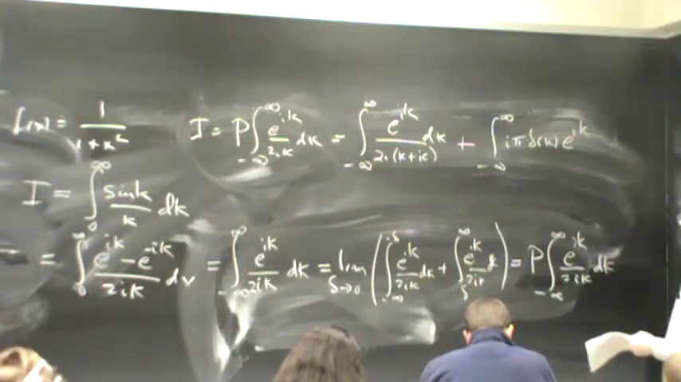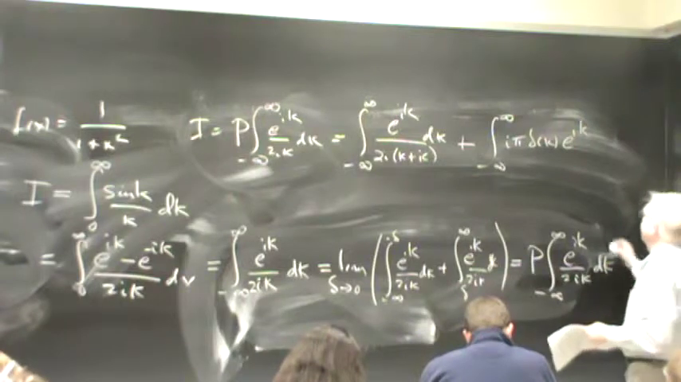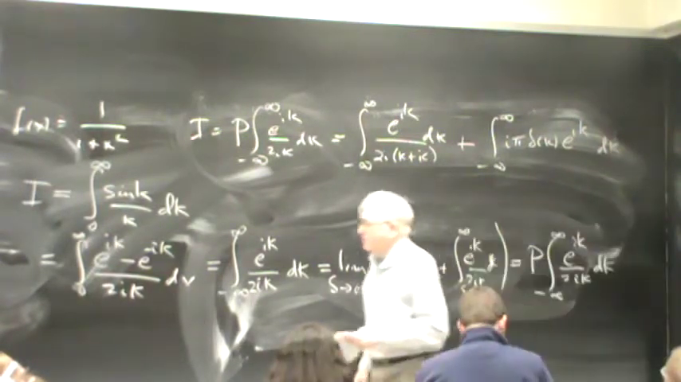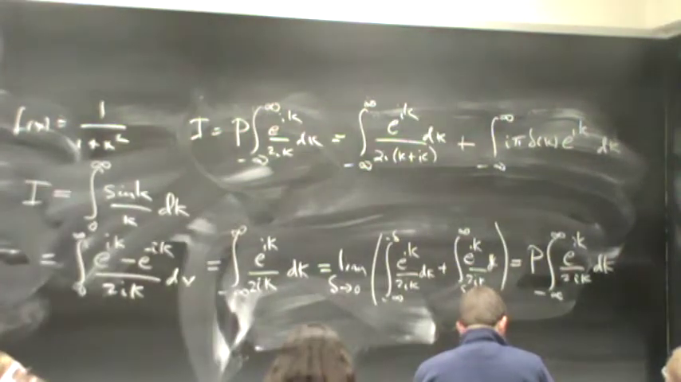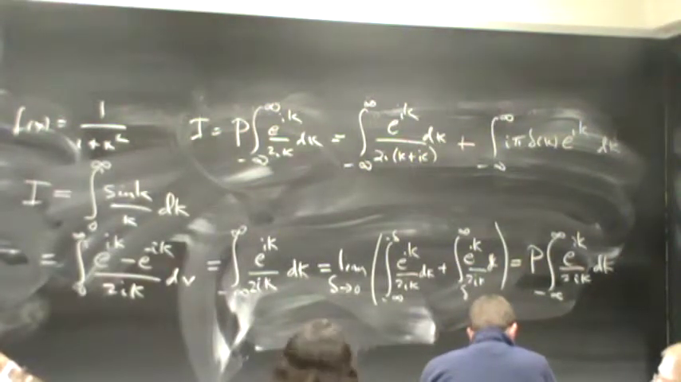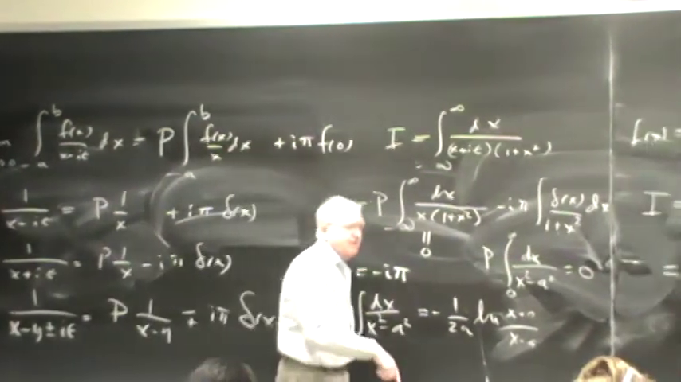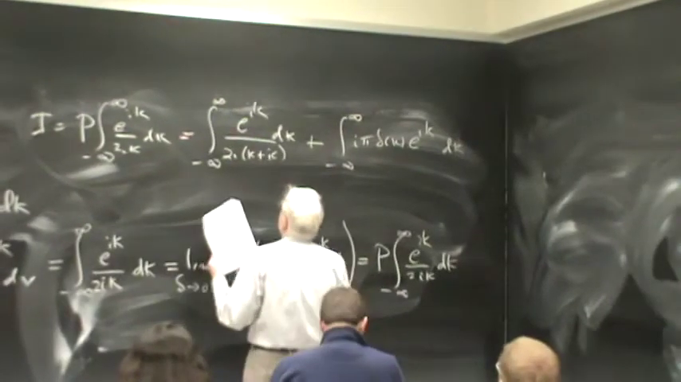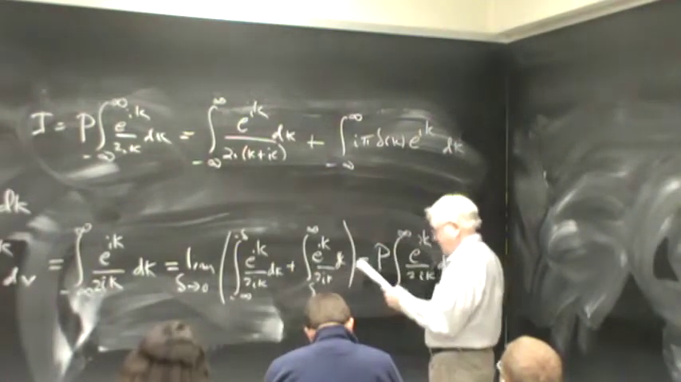Oh yeah, it's plus i pi delta of x. There is no k left. So in other words, remember here, it's 1 over x minus y, principal value, plus i pi delta. We don't keep the x minus y in the denominator. Okay, so we have these two things.